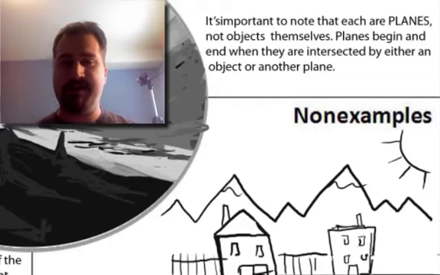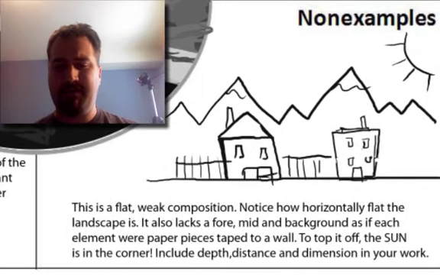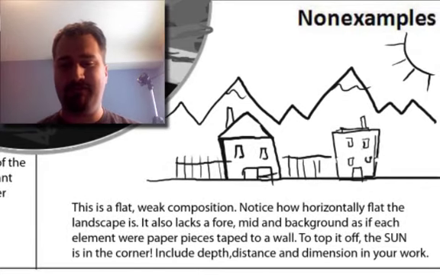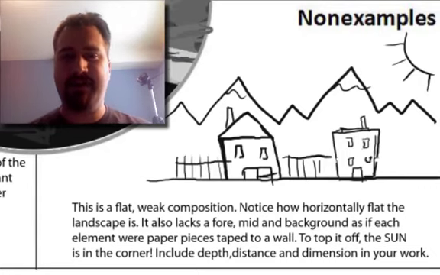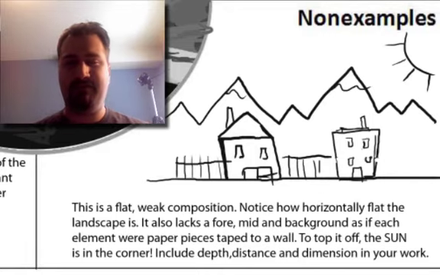Well, let's look again at this non-example. Where do the mountains end and where do they begin? There's no beginning or end to them. Where's the ground that the houses are sitting on? Where does that begin and end? Can't tell. It's just a line drawn on paper.